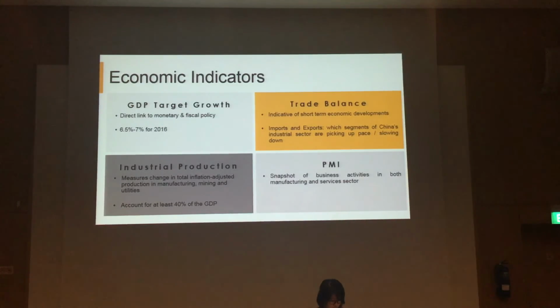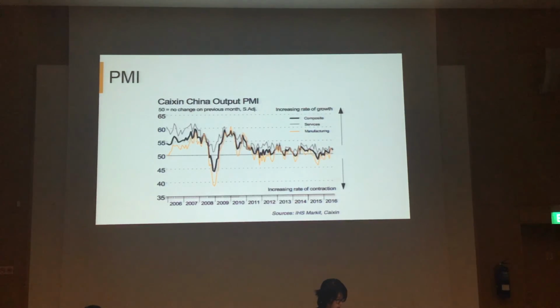Now, the fourth one will be the PMI, which is the Purchasing Managers' Index. It shows the business activities in both the manufacturing and services sectors. For China, we'll look at the Caixin PMI. How to interpret this graph is that the line in the middle, which is 50, is the baseline that you make reference to. A PMI of more than 50 represents expansion compared to the previous month, below 50 means contraction, and a reading at 50 means there's no change.